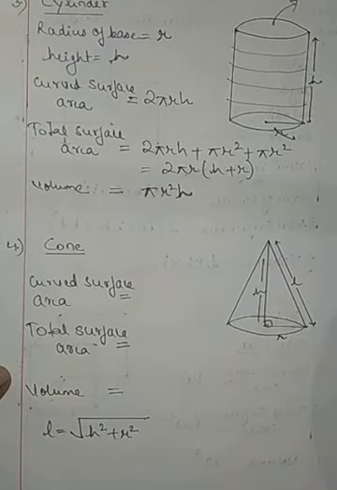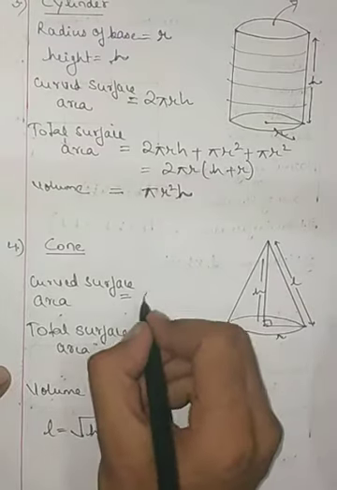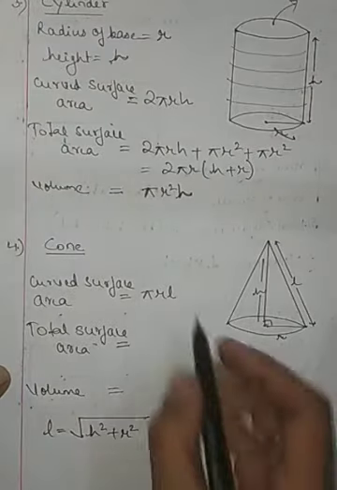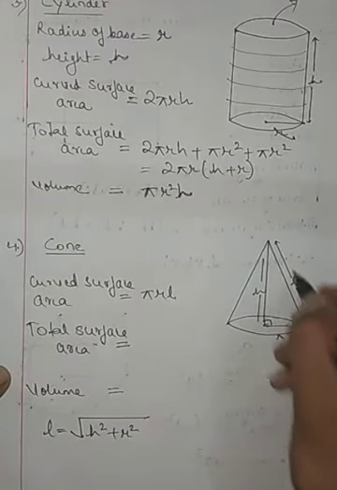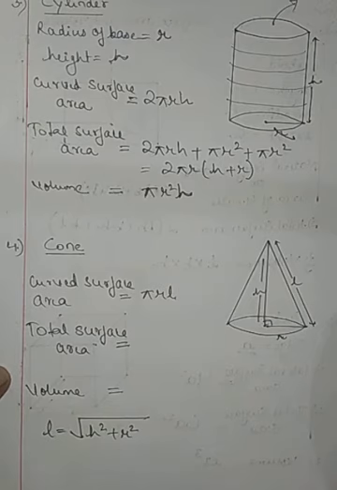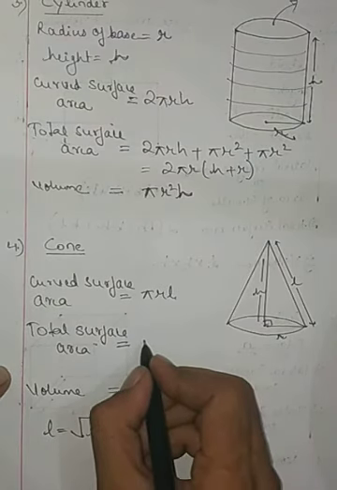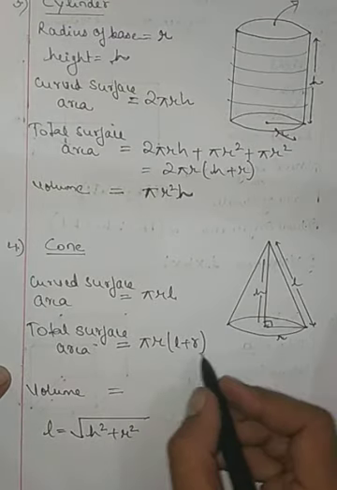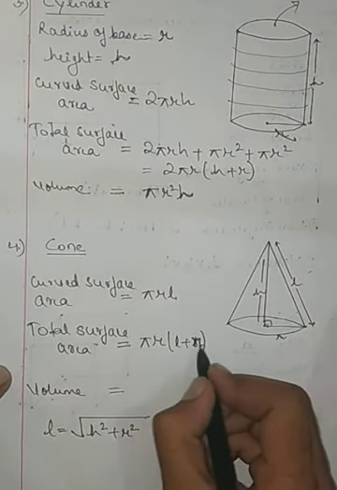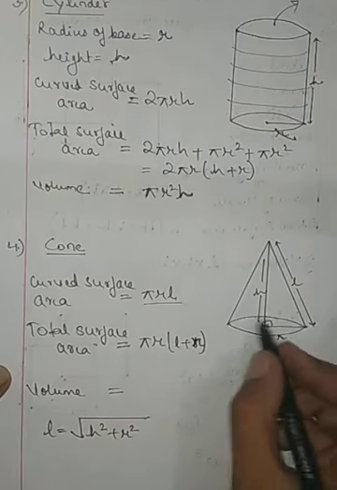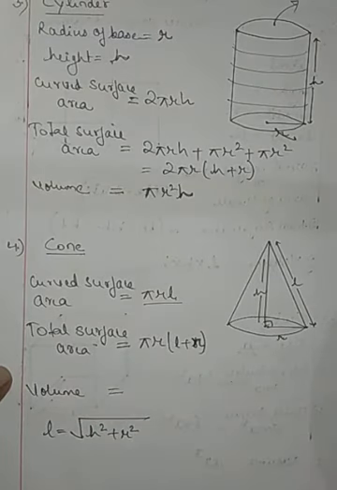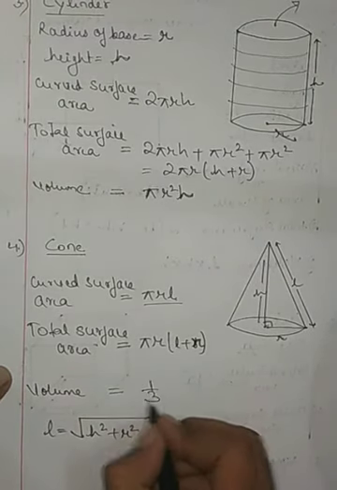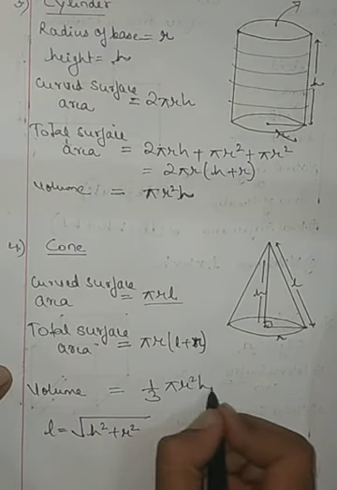The next figure is cone. Curved surface area pi r l. What is l? l is the slant height. Total surface area pi r (l plus r). You already know how we got this, by adding this and the area of the base, that is pi r square. Volume is 1 by 3 pi r square h.